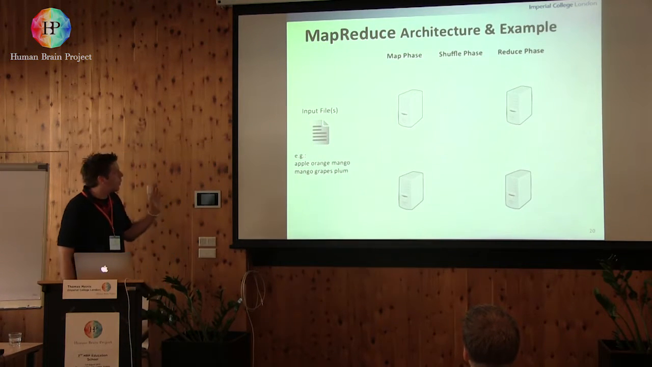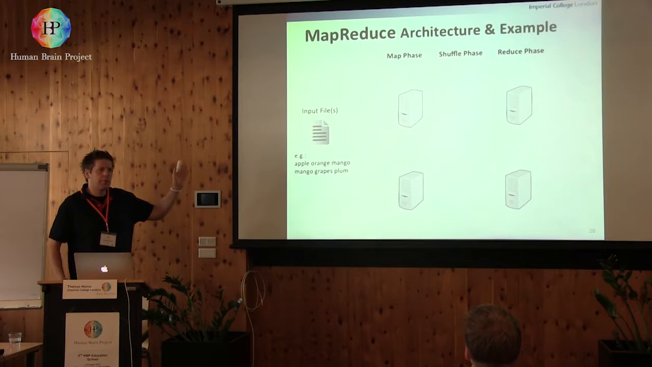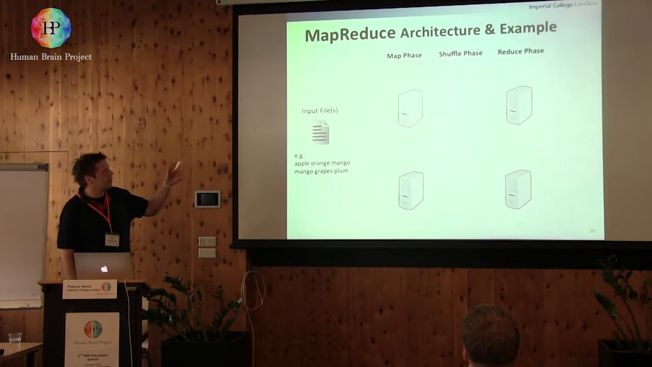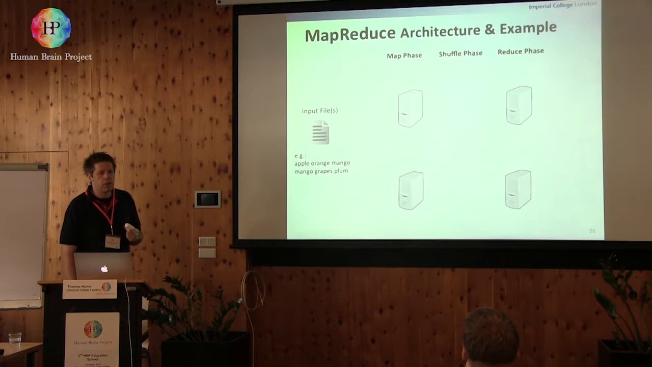We're going to go in three phases. One is the map phase, the first phase. Then the shuffle phase to redistribute data, and then finally the reduce phase that will compute the final result.